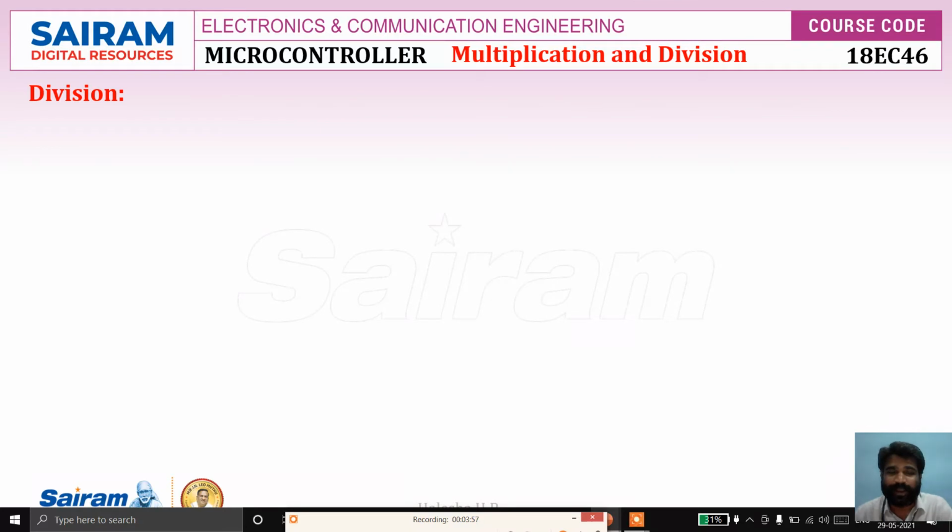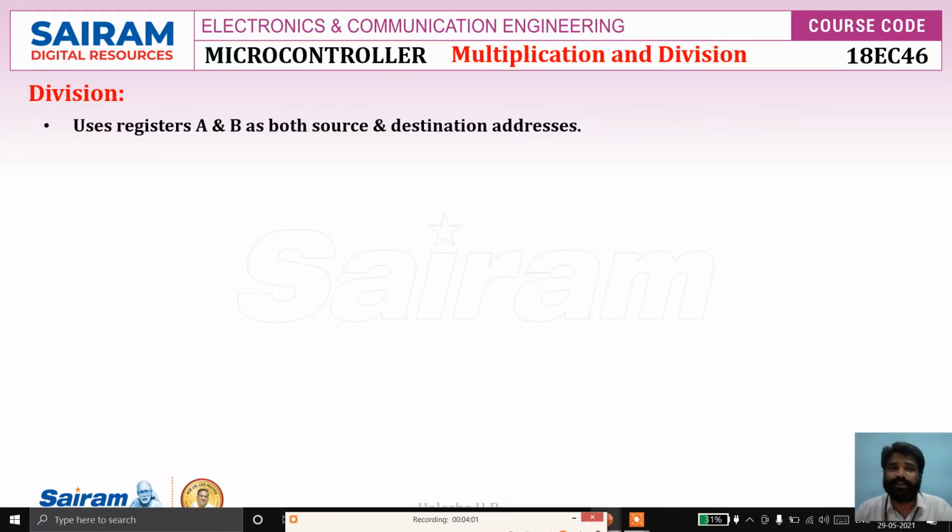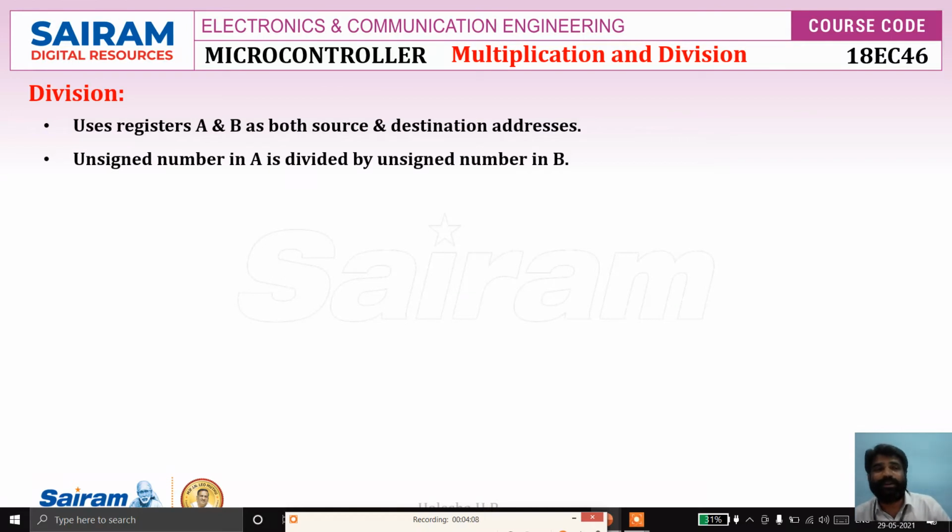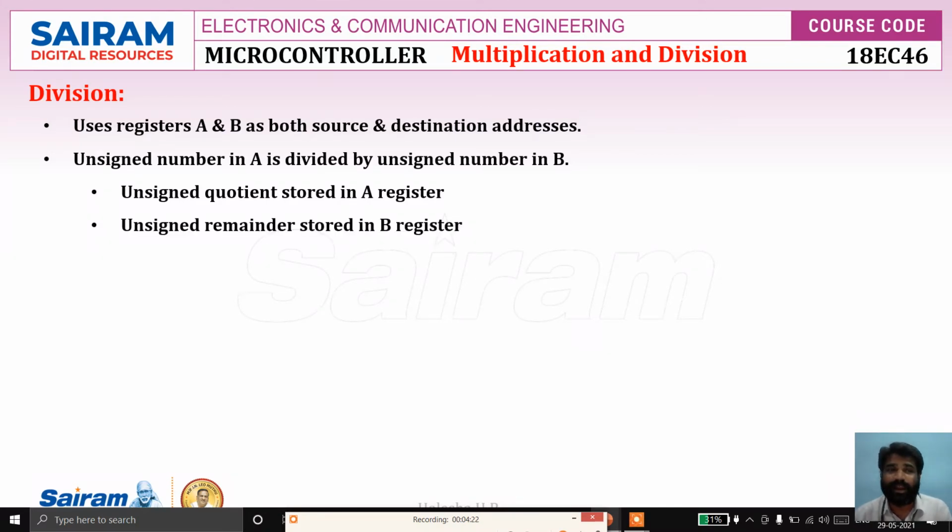In the case of division, this also uses registers A and B as both source and destination addresses. The unsigned number in A is divided by the unsigned number in B. That means A will have the dividend and B will have the divisor. The unsigned quotient will be stored in the A register and the unsigned remainder will be stored in the B register after the division operation. C is always reset.